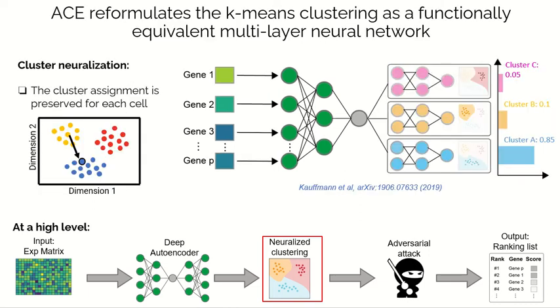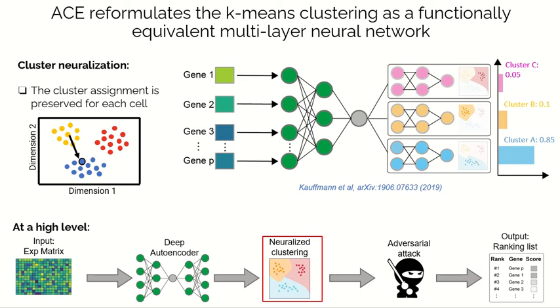In order to make the K-means clustering interpretable, together with the autoencoder used in the first step, we use a concept called clustering neuralization to reformulate the K-means clustering as a functionally equivalent multi-layer neural network. As shown here, each cluster will correspond to one logit in output. In that way, the cluster assignment from K-means clustering will be preserved for each cell.